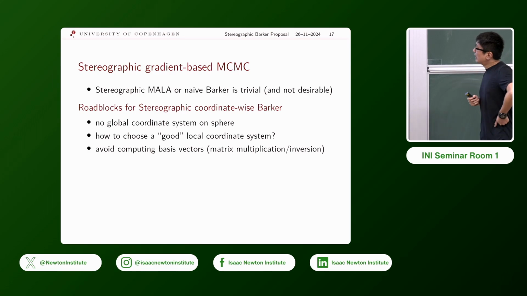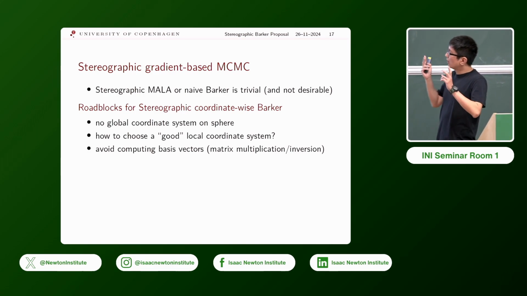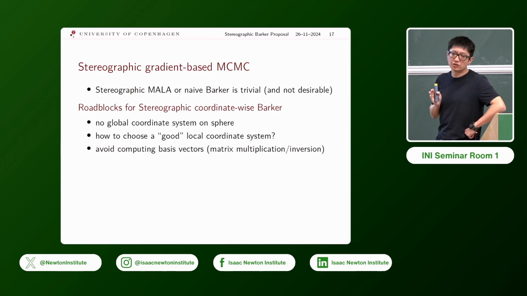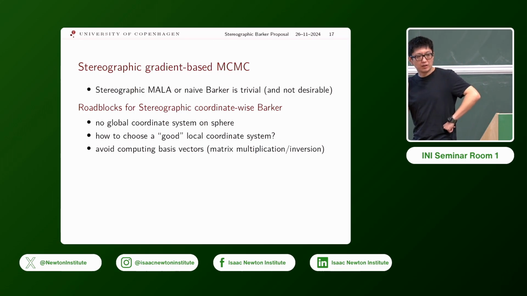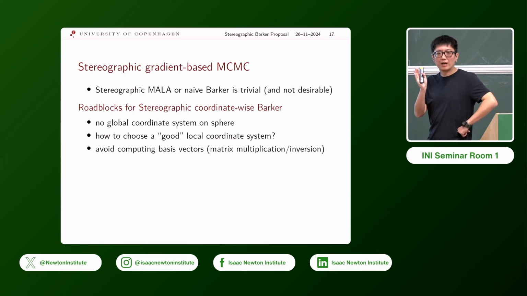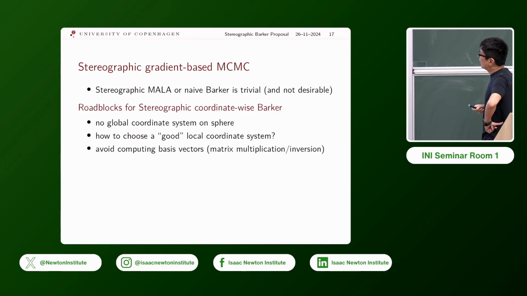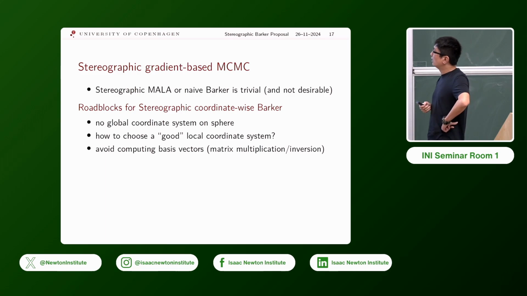Okay. But I need to find an automatic and good way to choose a local coordinate system that guarantees that my gradient direction in that local coordinate system is in a good direction, so my coordinate-wise Barker proposal can be robust and also close enough to the ULA proposal. Finally, I try to avoid computing this local coordinate system.